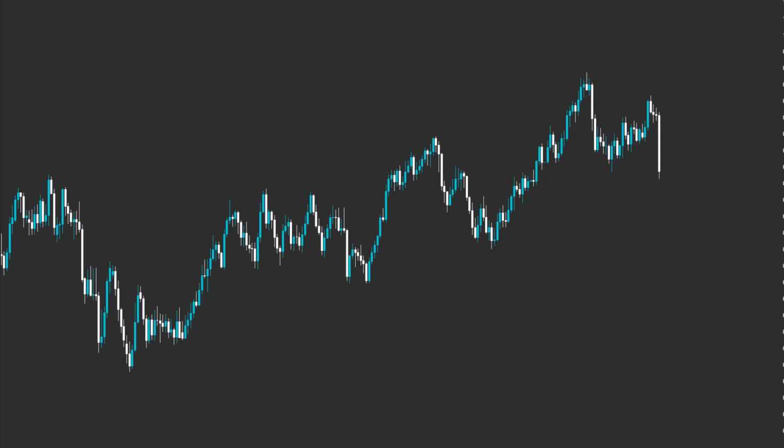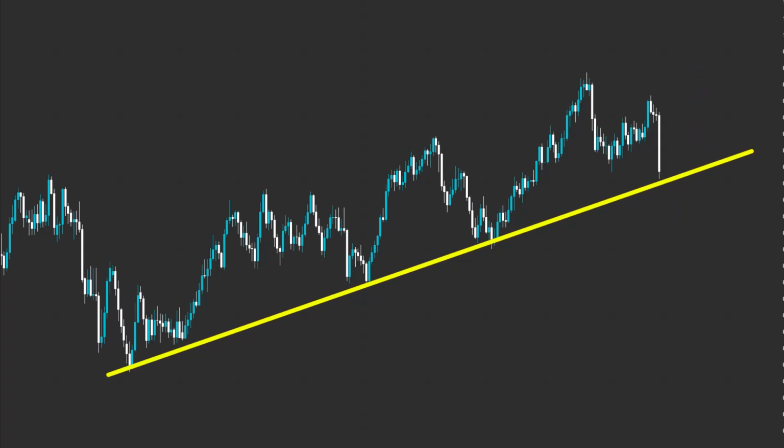First, we need to identify a strong trend. In this chart, we can clearly see that price is in an uptrend, and we have multiple swing lows that we can connect. So we simply draw a trend line right here. Since the market is trending up, we expect prices to bounce off the trend line and continue higher. That means the only trend line we need to focus on is the one below the price.